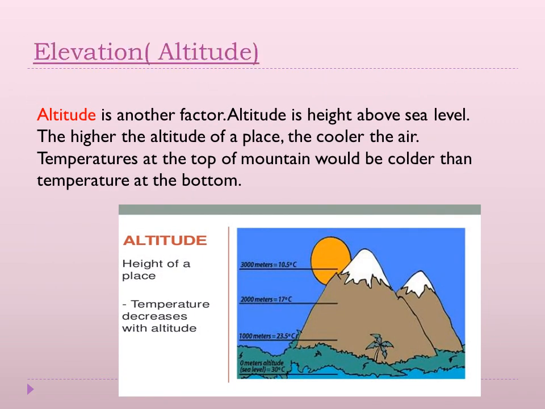Elevation or altitude is the height above sea level. So the higher the altitude, the cooler the air. The temperature at the top of a mountain would be colder than the temperature at the bottom. So we discussed that the first factor is latitude, and secondly bodies of water also affect the climate, and thirdly altitude or elevation also affects the climate of a particular region. Again, altitude means the height of a place, and temperature decreases as altitude increases.